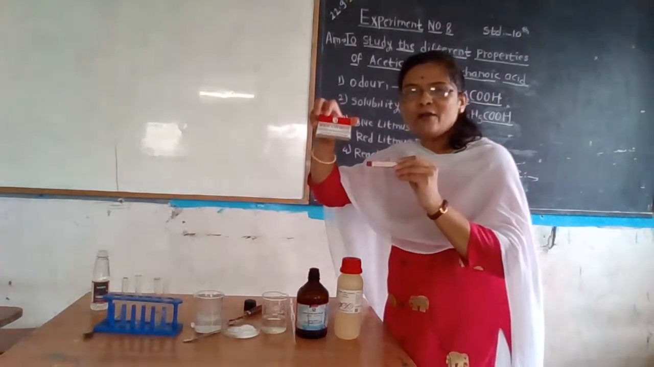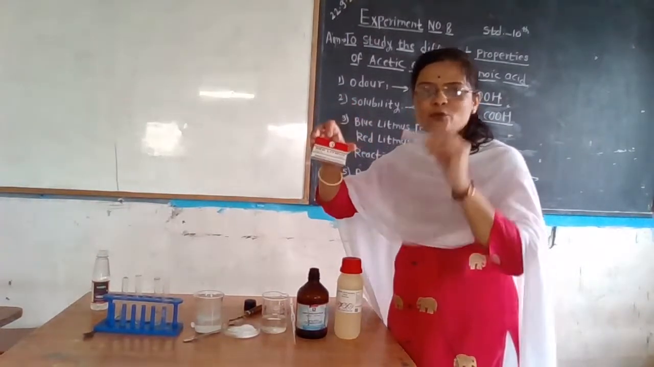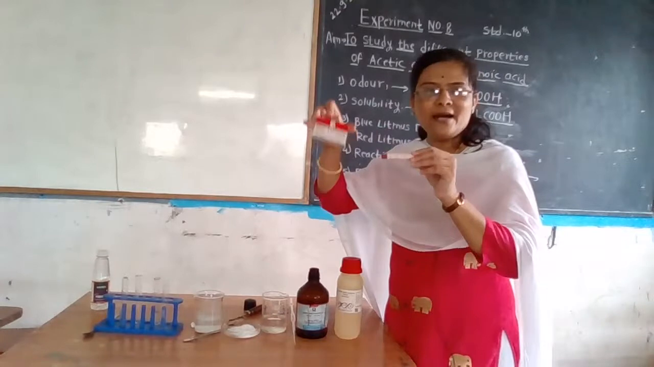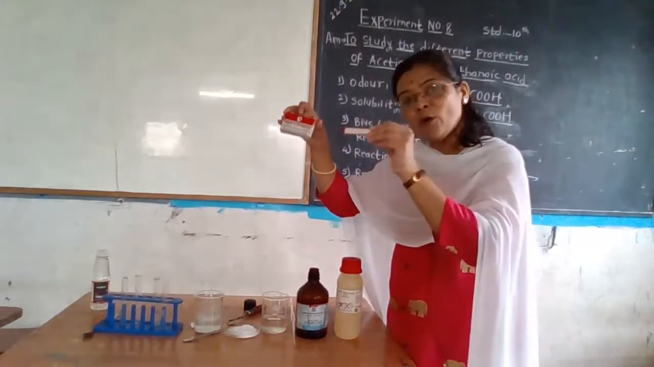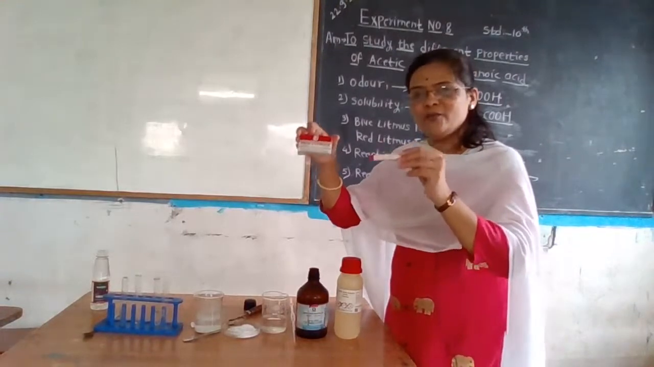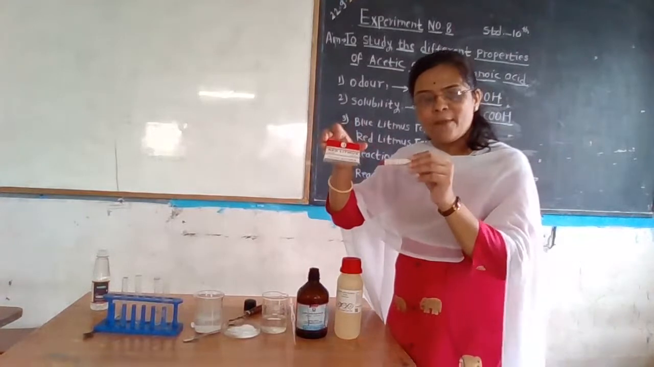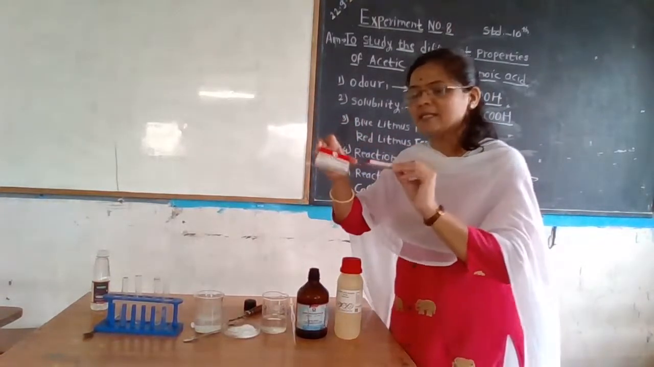You will have the practical at home. From the hibiscus flower extract, you can prepare a red litmus paper at home. Hibiscus flowers are available everywhere, and you can do that practical at home also. Take the filter paper and extract of hibiscus.